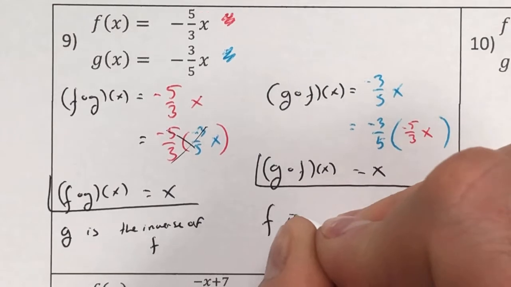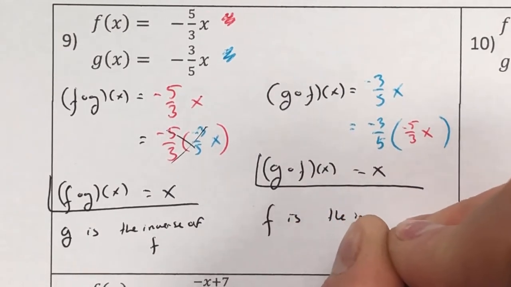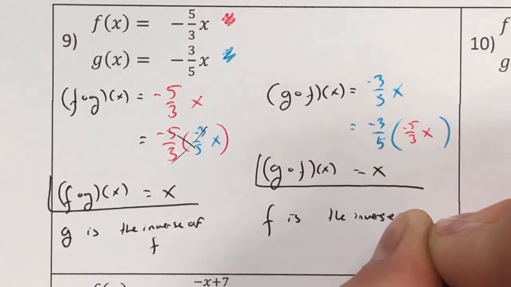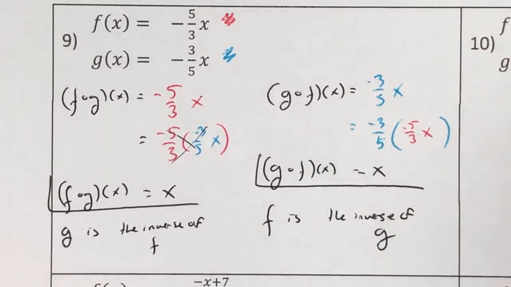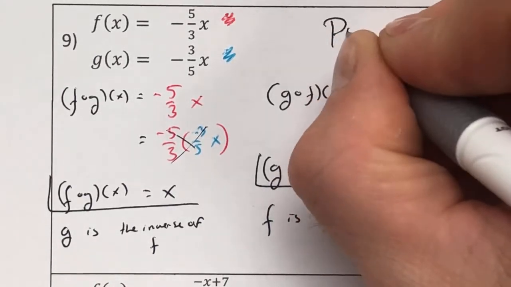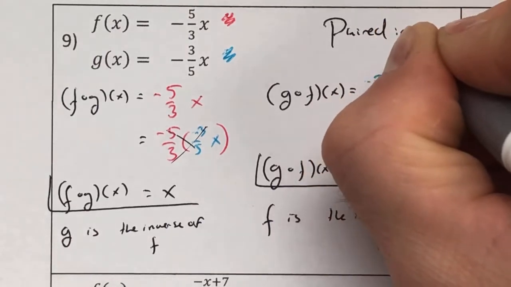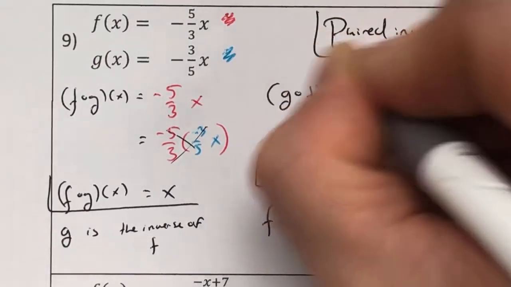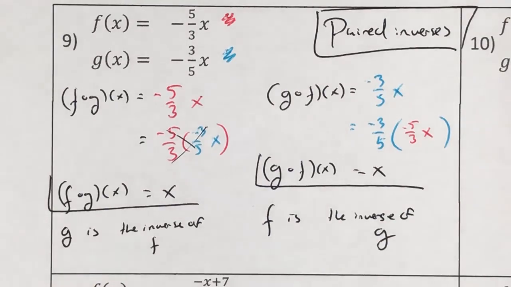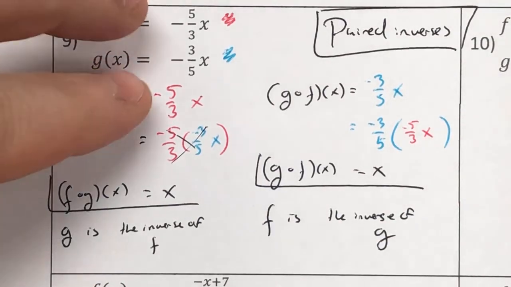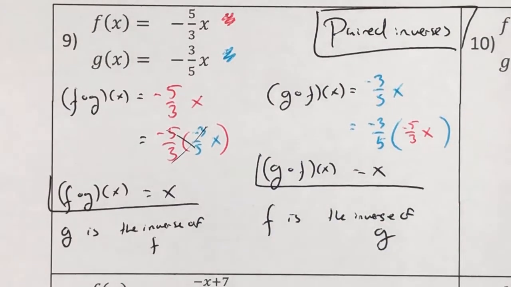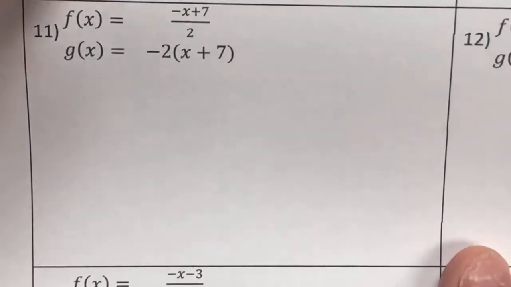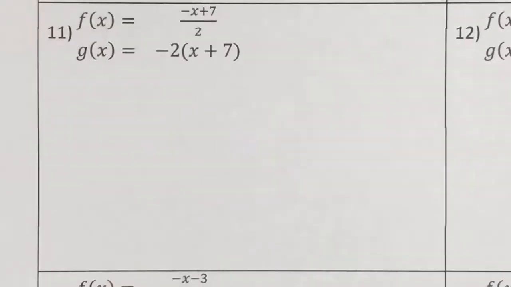So now f is the inverse of g, we have ourselves a good old-fashioned paired inverses. Perfect. So multiplication and division, even if the signs don't change, good things can happen. So now what I want you to try and do on number 11, I want you to see if you can just look at the equations and tell, are they going to be inverses?